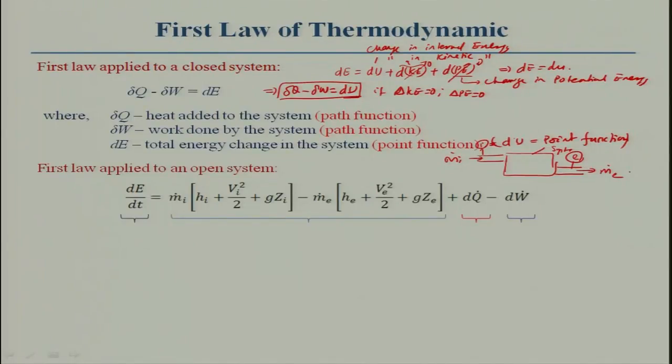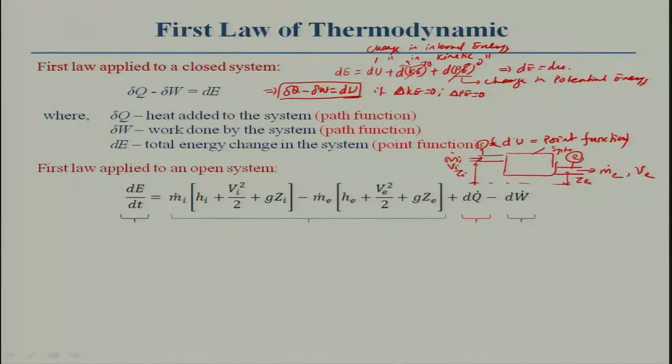And keep in mind, whenever you are talking about an open system, the continuity has to be taken care of, that means mass conservation has to be taken care of. If I take this as my reference, this height is z i, and if I take this reference, this is z e, and the fluid is moving with a velocity v i at the inlet and v e at the exit.